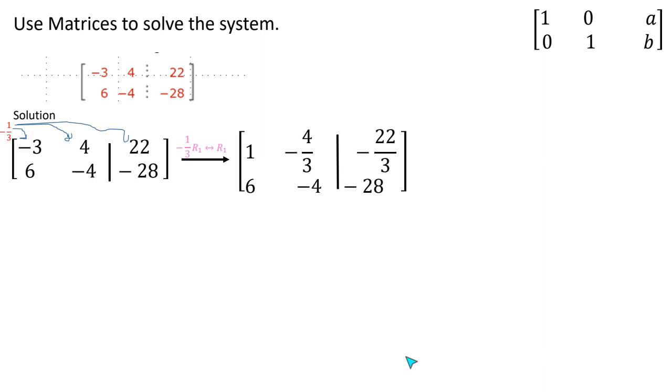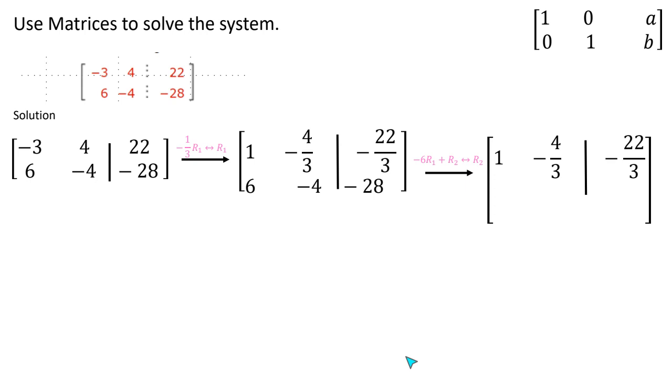So let's go ahead and do that. When we do that, negative 1/3 times negative 3, negative 3 divided by negative 3, that's a positive 1. Negative 1/3 times 4 is going to be negative 4/3. The negative 1/3 times the 22 is negative 22 over 3. Okay, so I already have my 1 here. So now the next thing that I want is a 0 here, right? So what I'm going to do is multiply negative 6 to row 1, and add it to row 2 to give me my new row 2. All right, so let's go ahead and do that.